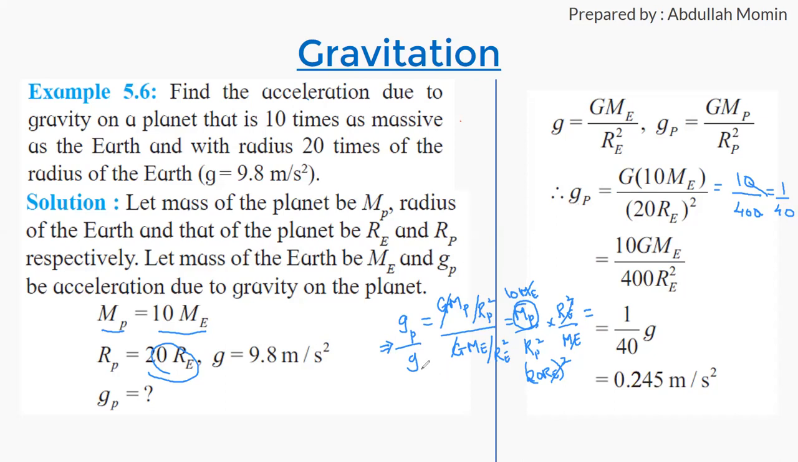So when g goes to the other side of the equal sign, we will get gp as 1/40 g, and the value of g is 9.8. So 9.8 divided by 40, that will be gp. So gp, which is the acceleration due to gravity on the planet, is 0.24 meter per second square.